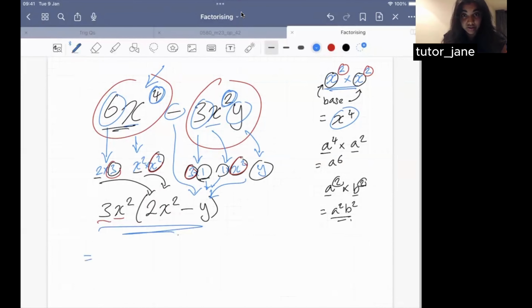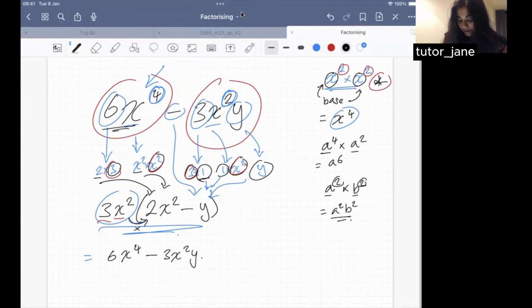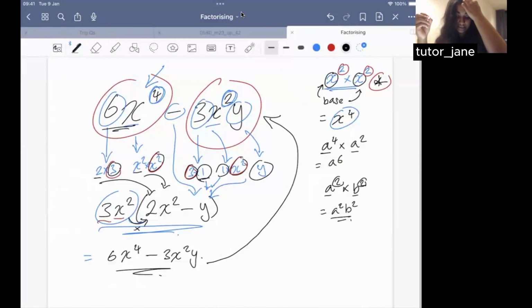And we can do our idiot's check and double check that this is correct by expanding the brackets. So let's take our 3x squared and multiply it by our 2x squared. So then we're going to do 3 times 2 is 6. X squared times x squared is going to be x to the power of 4, right, as we did up here. Now let's do 3x squared times minus y. That's going to be minus 3x squared y. And as before, we've gotten our original expression.